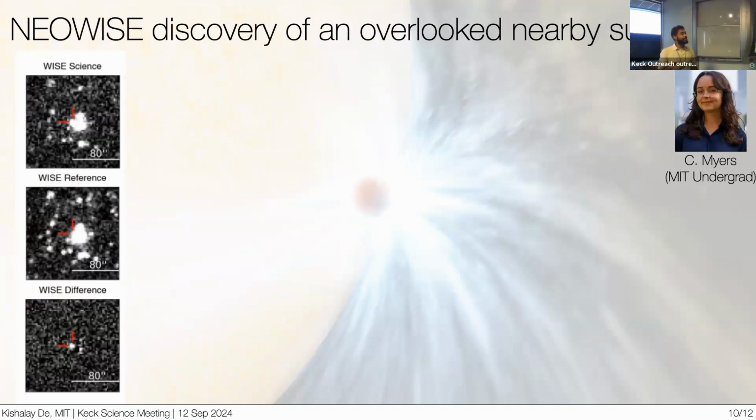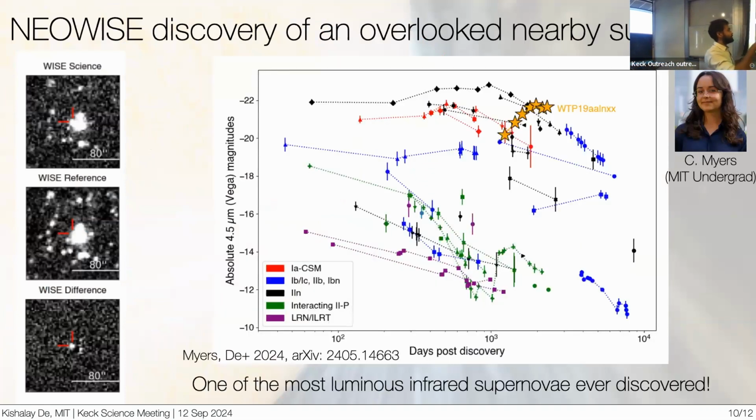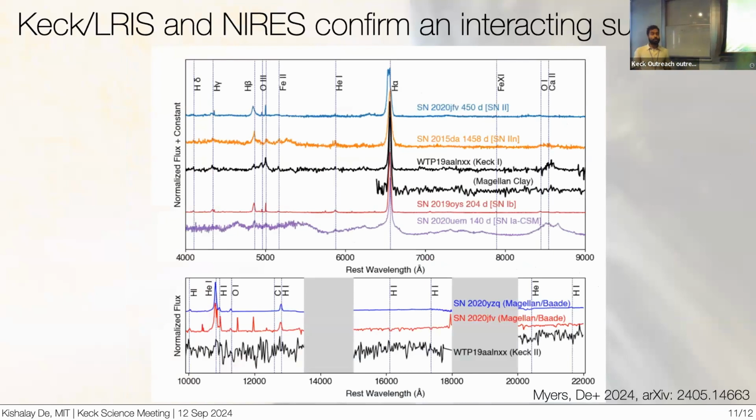She's an MIT undergrad. And when you look at objects like this, what you realize is that if you plot the luminosity in the infrared of this source compared to other types of supernovae, you see that it's essentially one of the most luminous infrared supernovae ever discovered, except it was never really flagged in optical searches because it was too faint in the optical. And when you flag things like this, we can go back and use Keck to get spectra of these things.